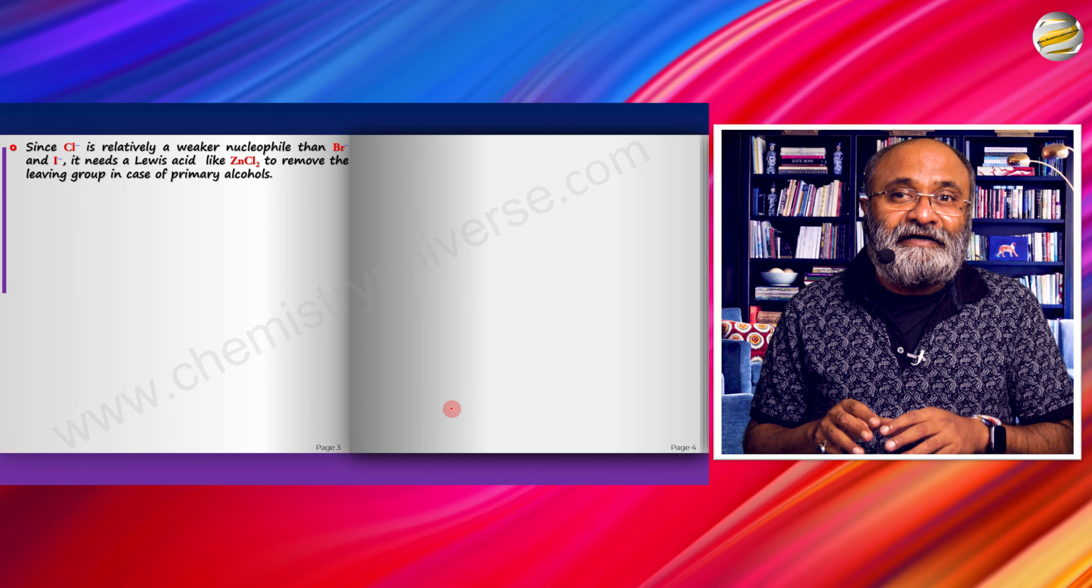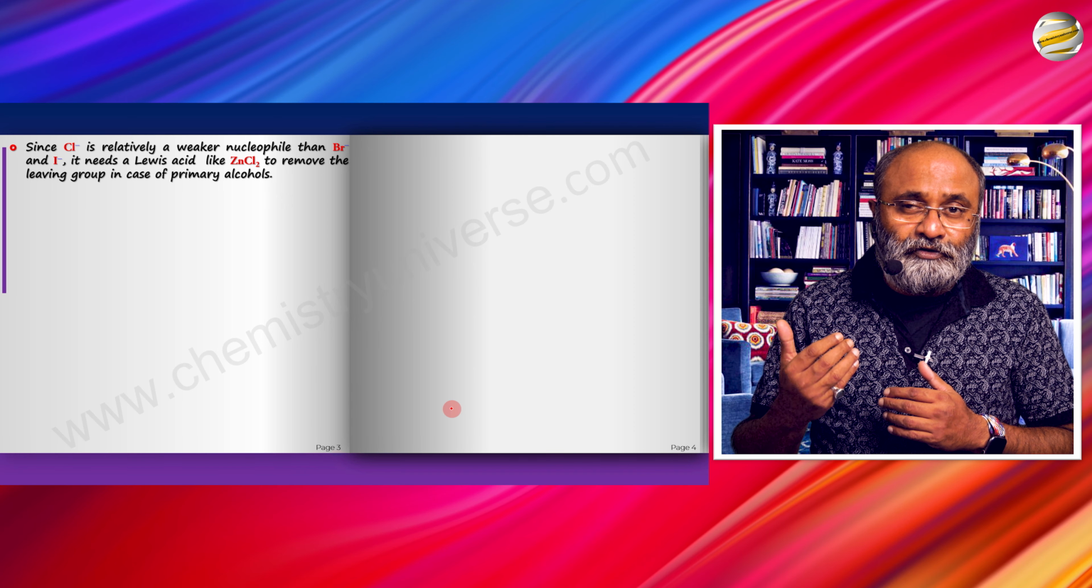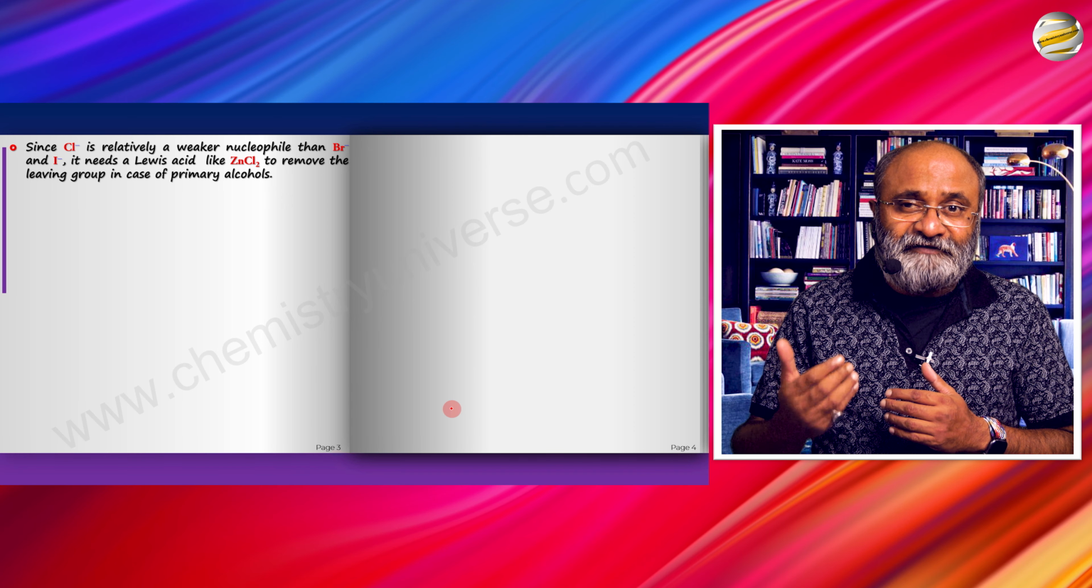On top of that, you remember when we discussed nucleophilicity, I told you that as you go down the group, the nucleophilic ability increases. So Cl minus is better than F minus, Br minus is better than Cl minus, I minus is better than Br minus. So Cl minus being the weakest nucleophile in this case, the nucleophile is also weak and the reactant is also primary. So it becomes very difficult for the reaction to take place. So to help the reaction go reasonably faster, we use a Lewis acid like zinc chloride. And I'll show you how zinc chloride helps this reaction to go further.